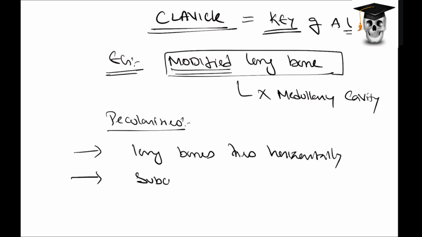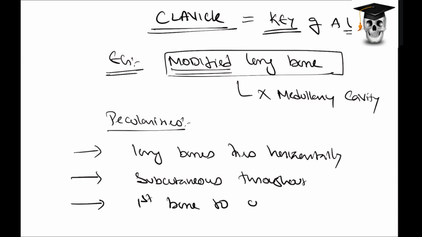Now, this is the only long bone which is subcutaneous throughout. So what do you understand by subcutaneous? Just beneath the skin, you can feel it. You can feel the entire clavicle, the whole of the clavicle. And it is the first bone to start ossifying in the body. You have 206 bones, and the race begins with this one. So it's the first bone to ossify in the body.